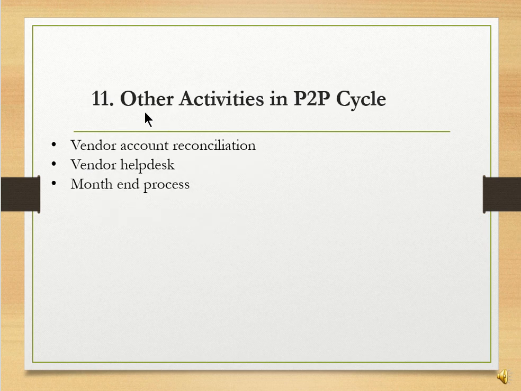This question is about other activities in the P2P cycle. Apart from invoice processing and the payments, what are the other activities we do in the P2P, right? We do vendor account reconciliation. Whenever we receive a statement from the vendor, we reconcile the line items of the statement with our books to understand what is missing. And then we do vendor help desk query handling, where vendor queries are handled through this help desk. And finally we do month-end processing. We'll see all these in detail in the coming sessions.